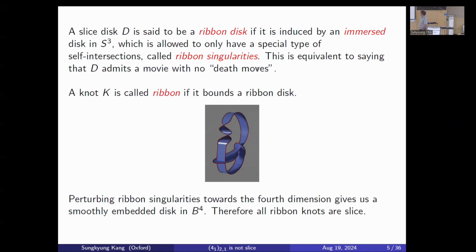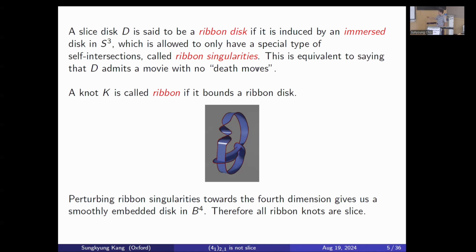We say that a slice disk is a ribbon disk if it's induced by an immersed disk inside the three sphere which only has something called ribbon singularities. If you look at this figure, this is an immersed disk, and the only singularities are here and here, where you have a strip transversely crossing your disk on another portion of the disk. This is called the ribbon singularity.